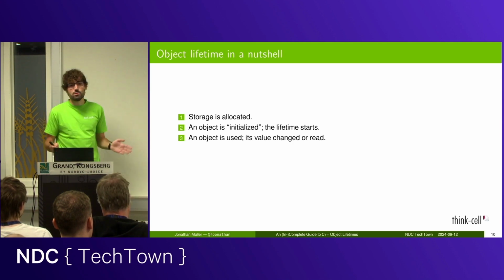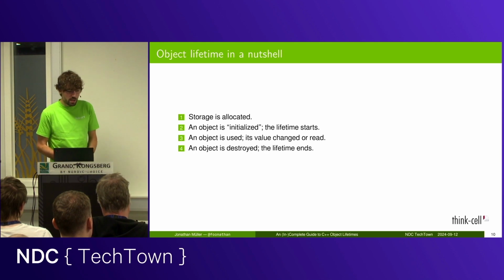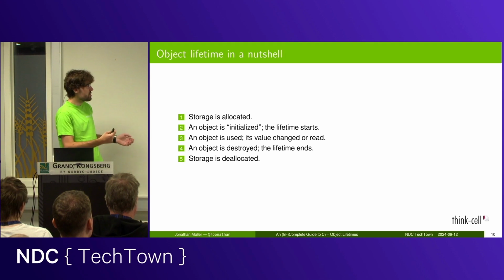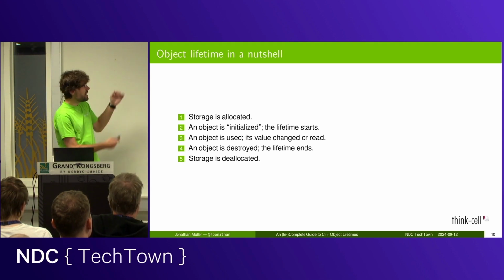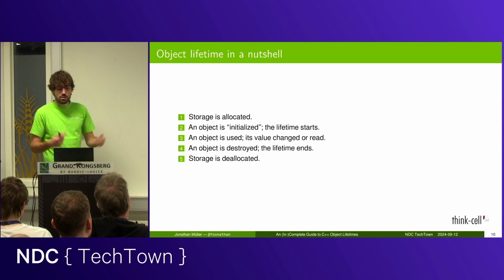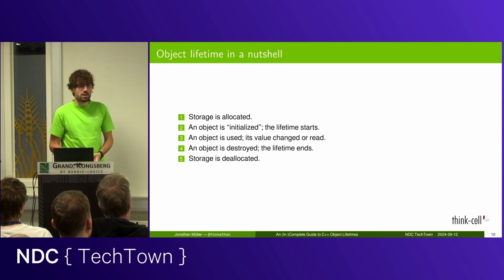We can then freely use it. We can read its value, we can change its value, we can do whatever we want. Eventually, the object will be destroyed, and this will end the lifetime. And finally, if we don't want a memory leak, we then have to deallocate the storage. And this is a very high-level overview of what's going on, and we're going to look at many specific examples of how that works throughout the talk.